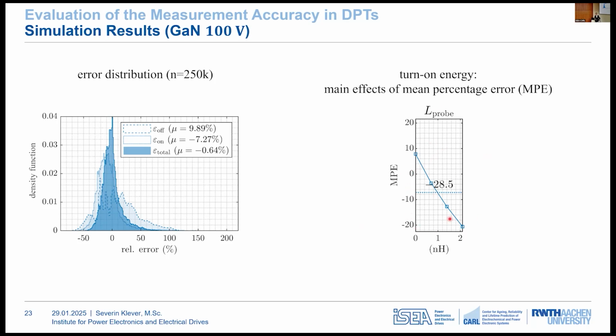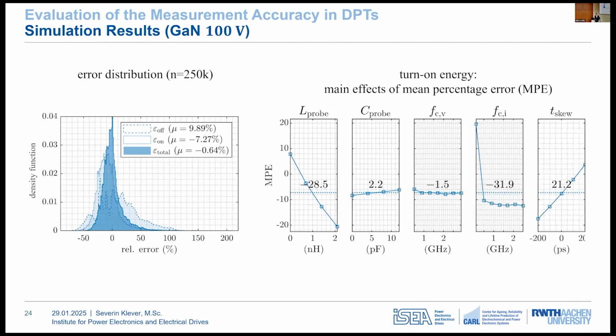The plot shown on the right highlights the main effects of the parameter L probe on the mean percentage energy error at the turn-on. You can see that between the minimum and the maximum setting for L probe, there's a difference of minus 28 percentage points, which is a very strong effect. You may ask yourself why there's still an error at 0 nanohenry, and this happens because all sources of error are superimposed in this view.